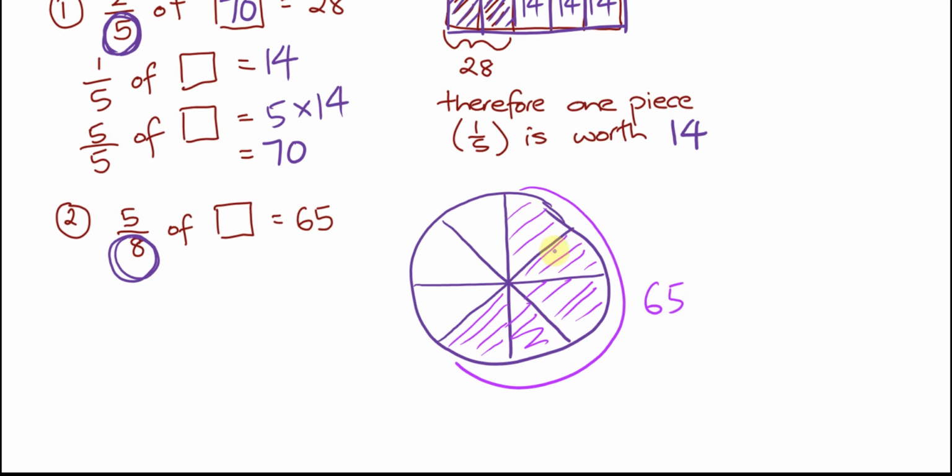And I've got 5 sections shaded there, which means each individual section will be 65 divided by 5. 65 divided by 5. Okay, which is 13. So 13 there, 13 there.